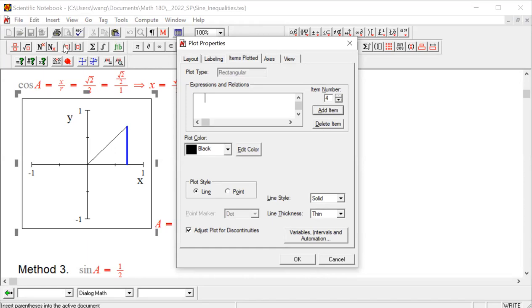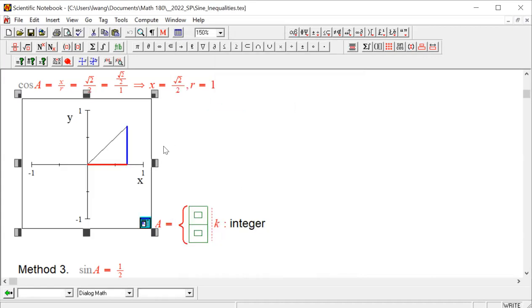So the red one would be √2/2, 0, and the red. I'm making it thicker. There you go. So the red is √2/2, which is the x. And I chose r equals 1. So this question essentially is the same as the previous one, but I will show you another one. Okay, just one second.